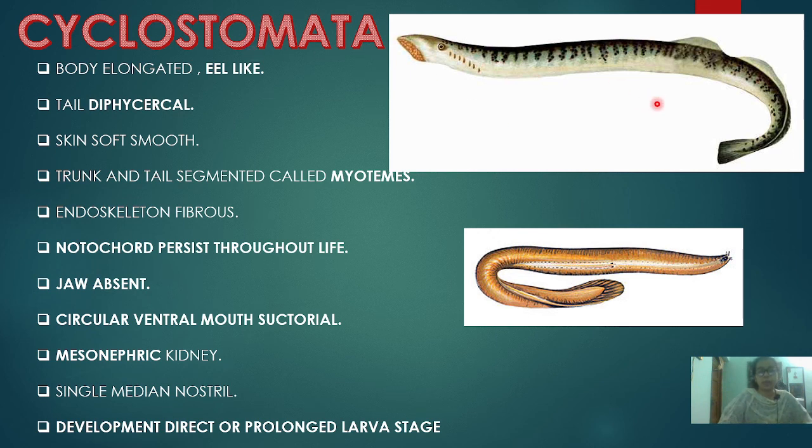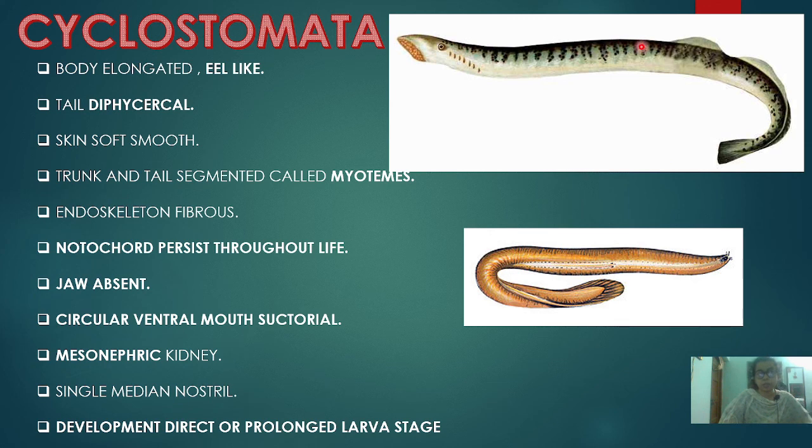So you can see that the body is elongated and eel-like. You can see in both the pictures, and they have the diphycercal tail. What do you mean by diphycercal tail? That is, at the end of the tail, one will be larger, another one will be shorter. They are known as the diphycercal scale.